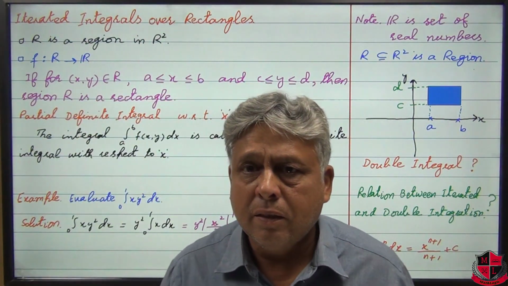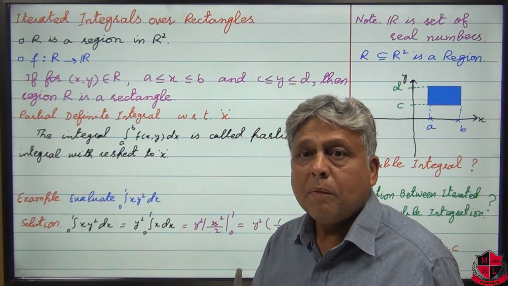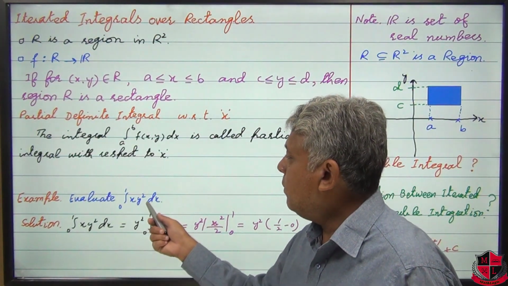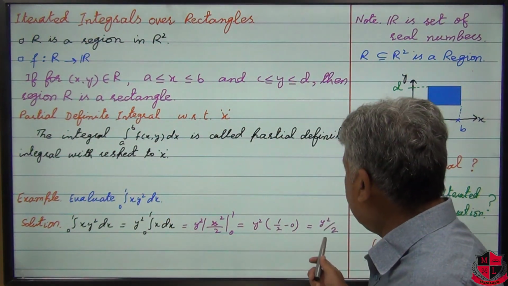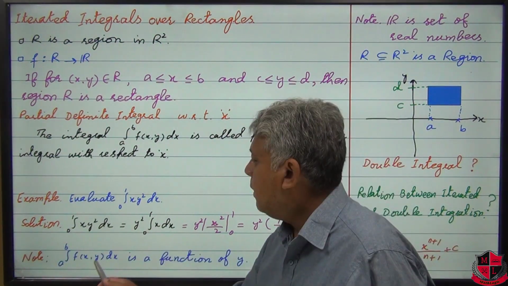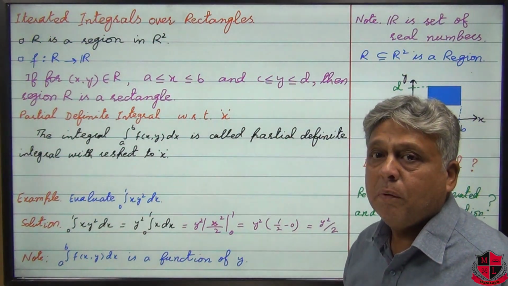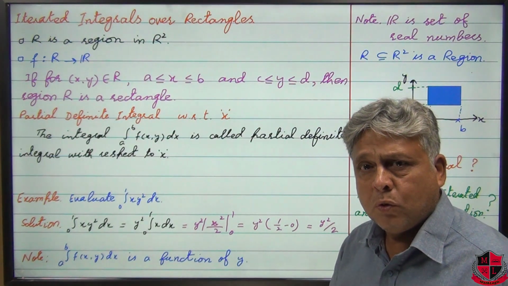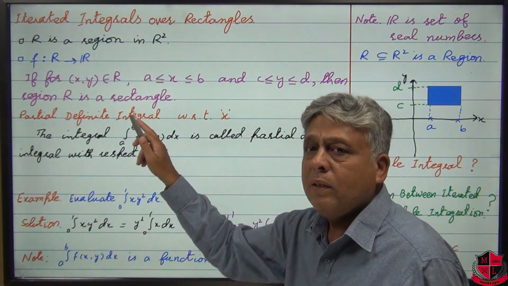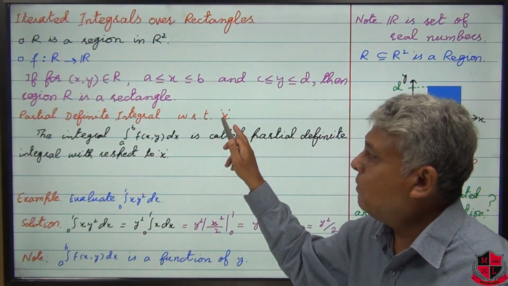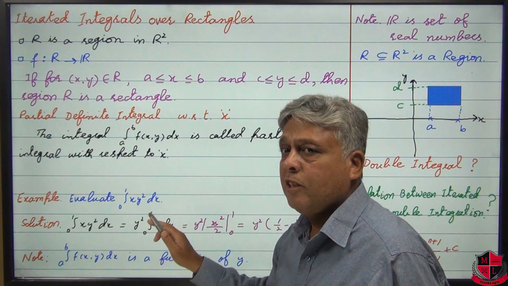Thus we have evaluated the partial definite integral with respect to x. A notable point is that when we have evaluated the partial definite integral with respect to x, the final answer contains the variable y. Remember that the partial definite integral with respect to x is a function of variable y. I shall use this note on the next slide. On this slide, we have defined the partial definite integral with respect to x, and we have evaluated a partial definite integral with respect to x.